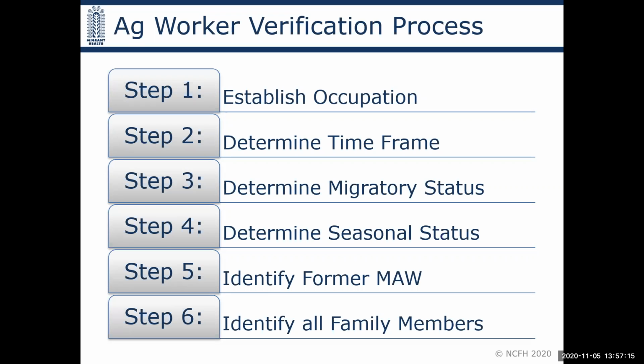Step 3, we want to determine their migratory status. So are they a migratory worker? Step 4, are they a seasonal worker? Step 5, we also want to identify former migratory workers. Those would be the aged and disabled former migratory workers. And then step 6, we want to remember the family members, because they would be classified the same as their ag worker family member.